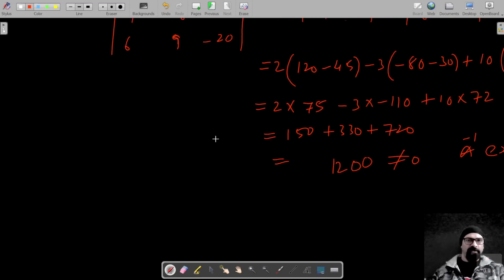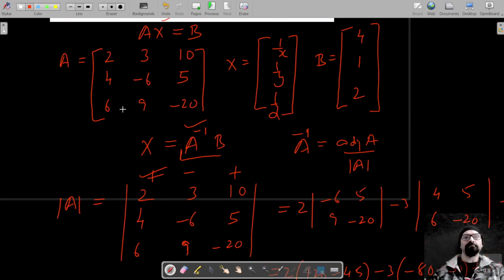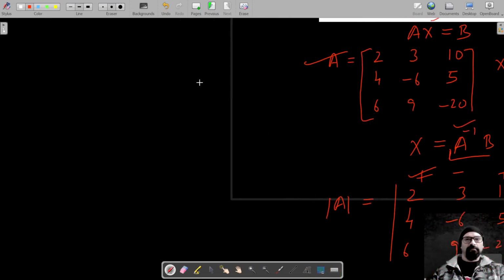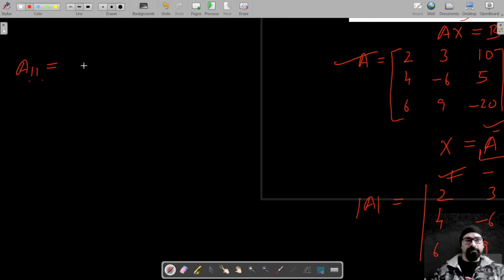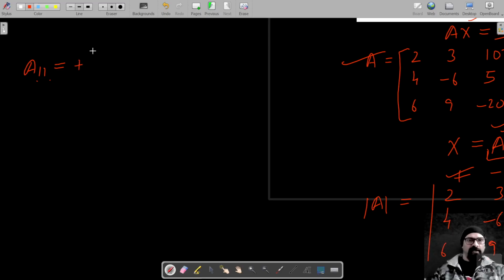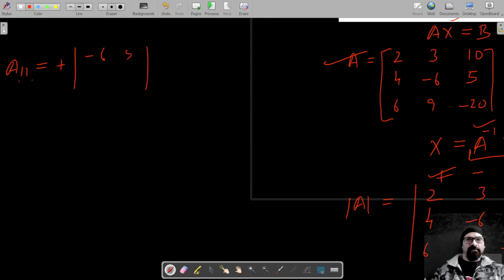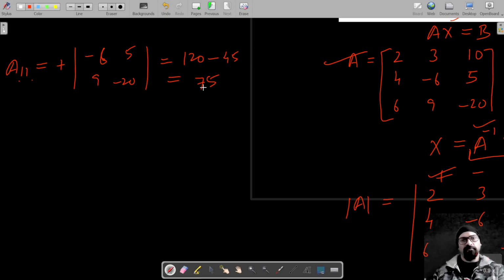Now, since A inverse exists, we have to find the cofactor matrix for A. So for A, let's find out the cofactor matrix. This is A11. The 1 plus 1 is 2, which is even, so it's positive. Remove the row and the column for A11. Its determinant is negative 6, 5, 9, and negative 20, which gives me 120 minus 45. This is 75. So the first cofactor element is 75.